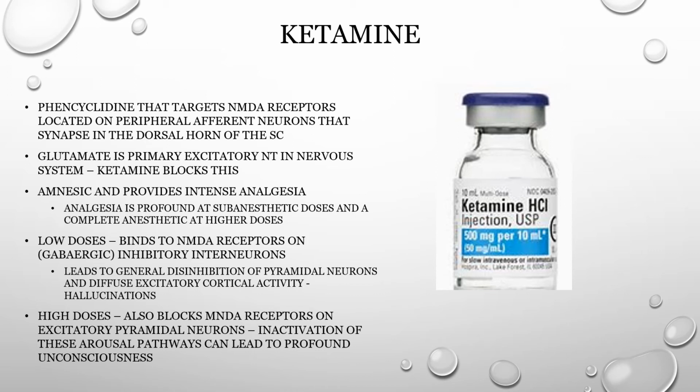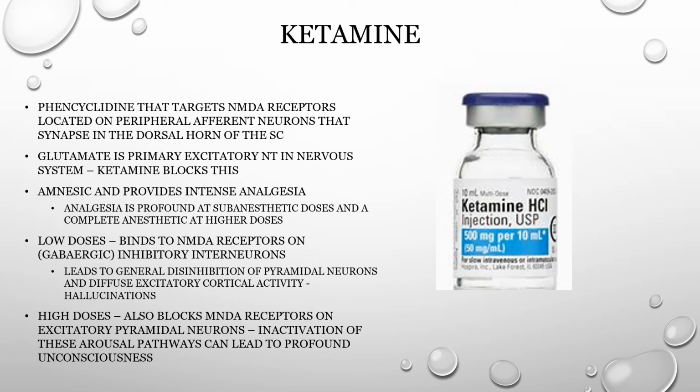At low doses, ketamine binds preferentially to NMDA receptors on GABAergic inhibitory interneurons, leading to a general disinhibition of pyramidal neurons and diffuse excitatory cortical activity. This activity is marked by gamma oscillations in the EEG and an altered state of arousal that commonly includes hallucination.